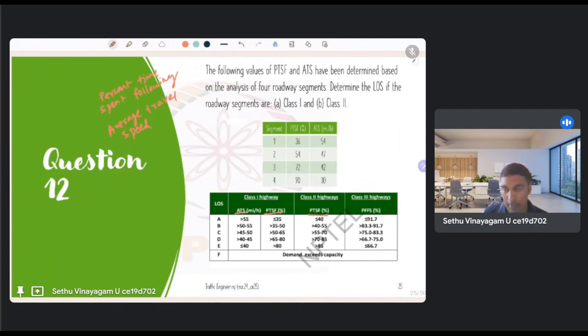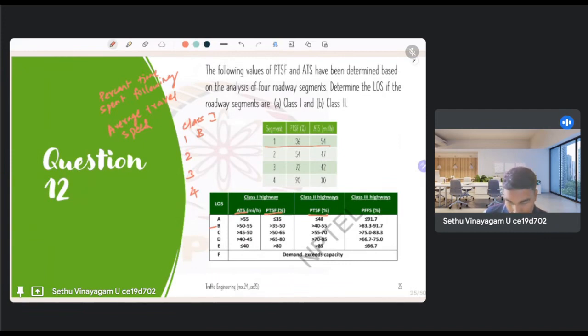Okay. So first let's assume that it's a class 1 segment, okay, and then find what is the LOS value. Okay, so first looking at segment 1, ATS is 54, so 54 means it is coming in LOS B, okay, and PTSF is 36, which is also coming in LOS B. So overall segment 1 is LOS B.